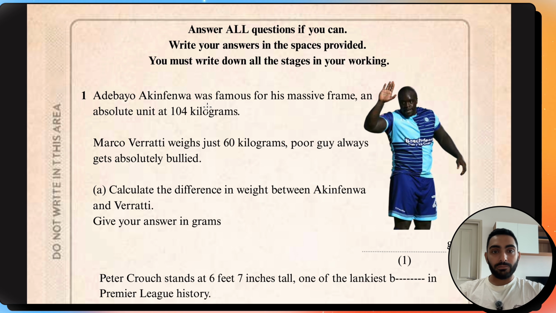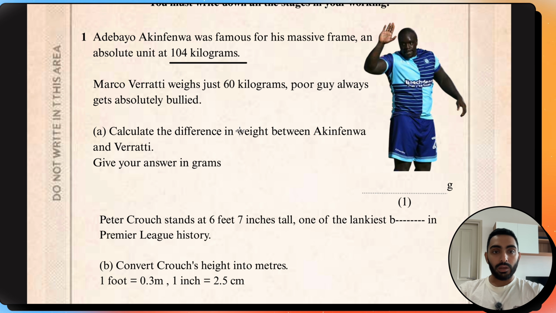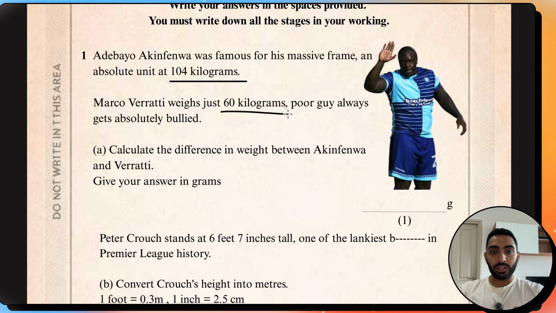Question 1. Adebayo Akinfenwa was famous for his massive frame, an absolute unit at 104 kilos. Marco Verratti weighs just 60 kilos. The poor guy always just gets absolutely bullied. Calculate the difference in weight between Akinfenwa and Verratti and give your answer in grams.